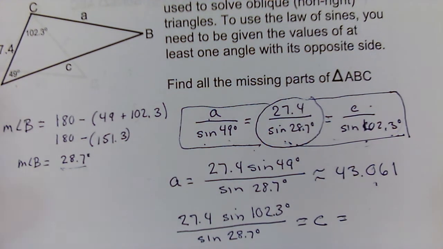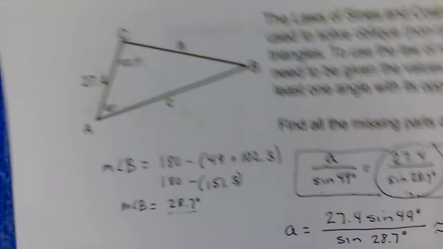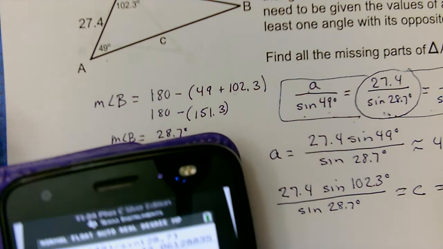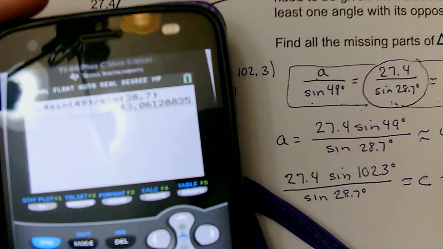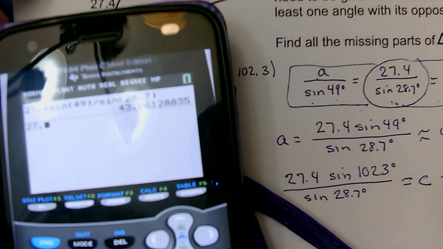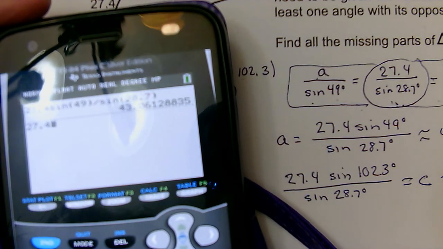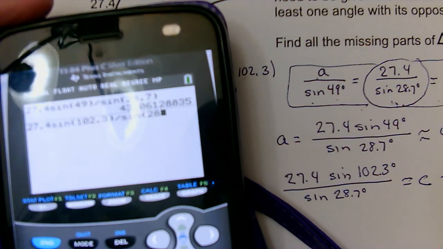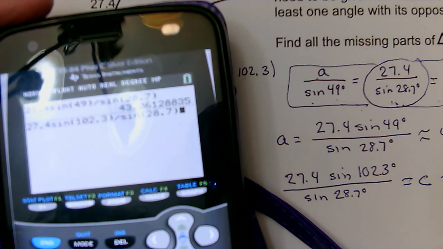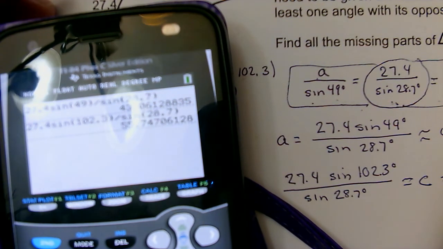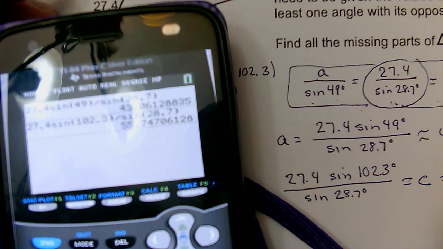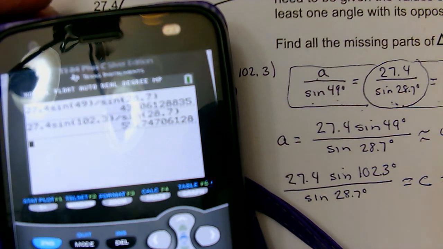And that's going to give me C. So again, 27.4 times the sine of 102.3 degrees divided by the sine of 28.7 degrees is 55.747, rounded to 3 decimal places.